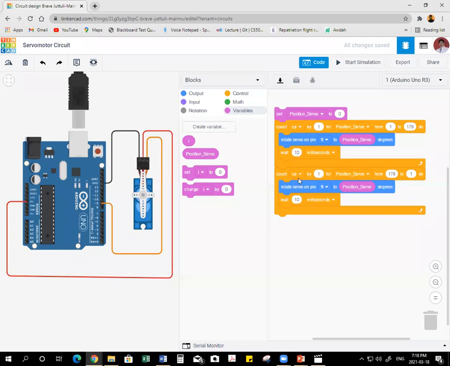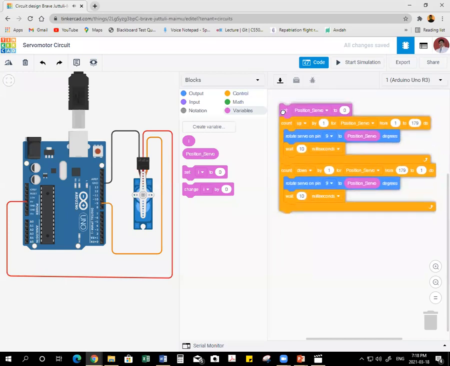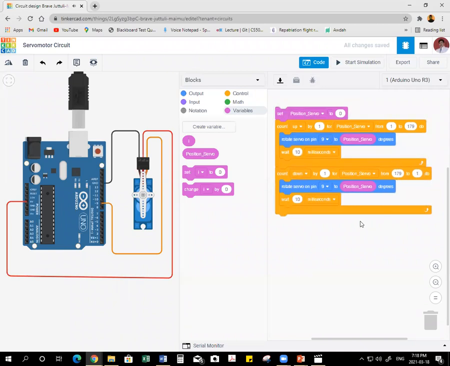Okay, here one mistake we had: the same copy-paste was done, but we didn't cross-check whether it is up or down. What we are doing is 179 to 1, that is down. So it will count down from 179 to 1. Again it comes out of the loop and goes to set the position to 0. Okay, everything is ready now.